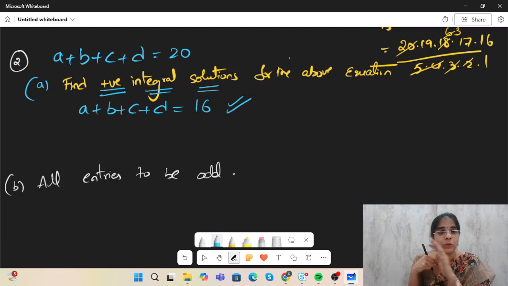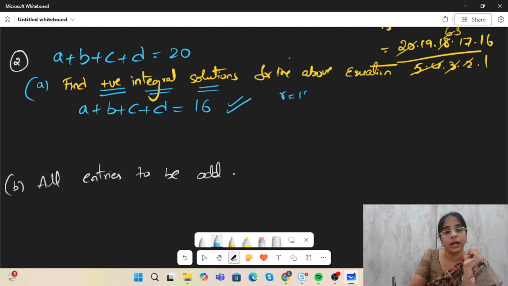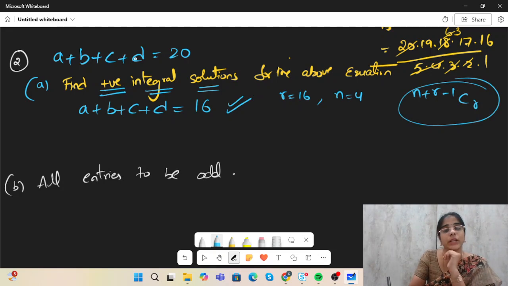I cannot say that I'm not selecting A or I'm not selecting B or C or D. So I need to select at least 1 from each and every kind there. Hence, give 1 for each. That is 1 plus 1 plus 1 plus 1. 4 is already given. So when 4 is already given, now your total count reduces to 16 only, right? So now your R is standing for your RHS. Remember your right hand side, okay? Remember that way. So now your R equal to 16, N equal to 4. Apply the formula N plus R minus 1 C R, and you get your answer.